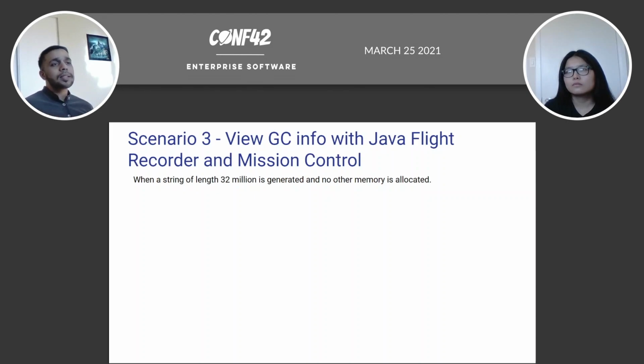So consider a scenario where we generate one random string of 32 million characters, and we maintain the same string throughout the lifetime of the program. We don't dispose of it, we don't create any other objects, but we just have a single string that we keep referencing till the end of the program. In such a scenario, how do you think the memory usage trend would look like?